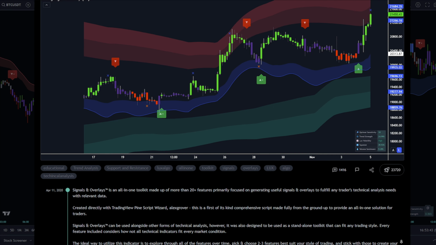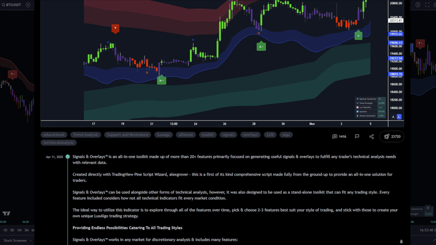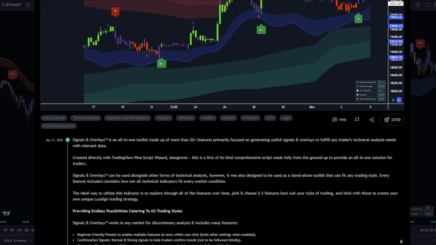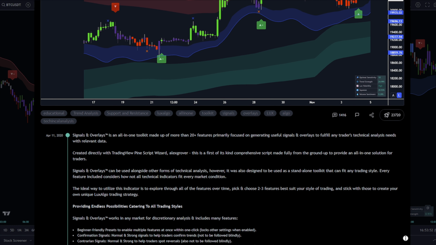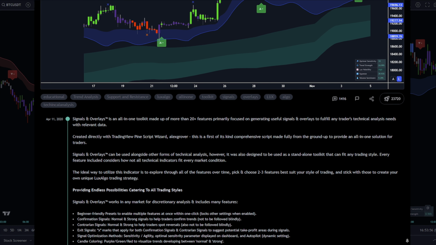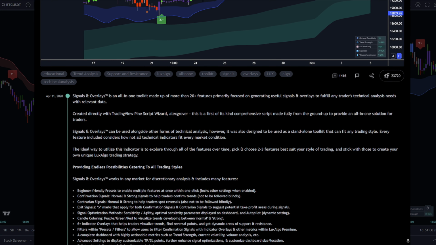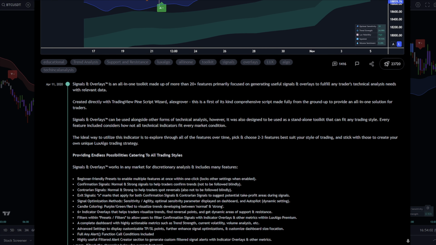The Signals and Overlays is an all-in-one toolkit made up of more than 20 features primarily focused on generating useful signals and overlays to fulfill any trader's technical analysis needs with relevant data. This Signals and Overlays indicator can be used alongside other forms of technical analysis. However, it was also designed to be used as a standalone toolkit that can fit any trading style.